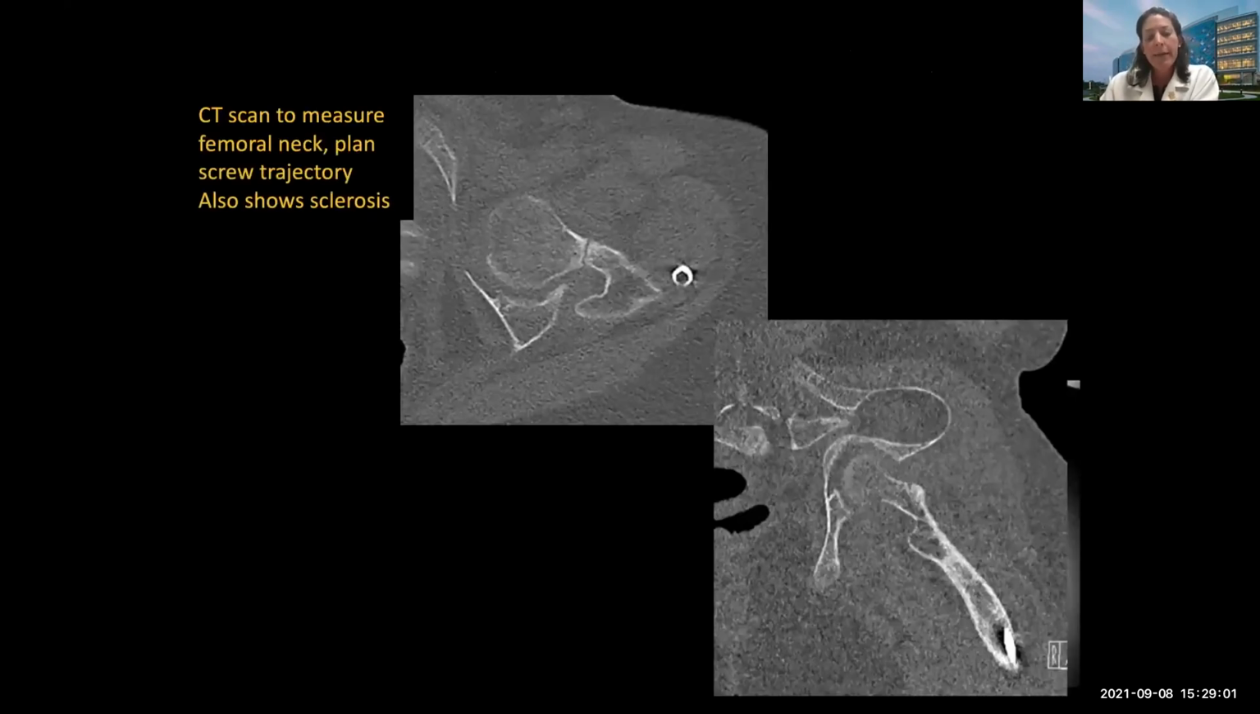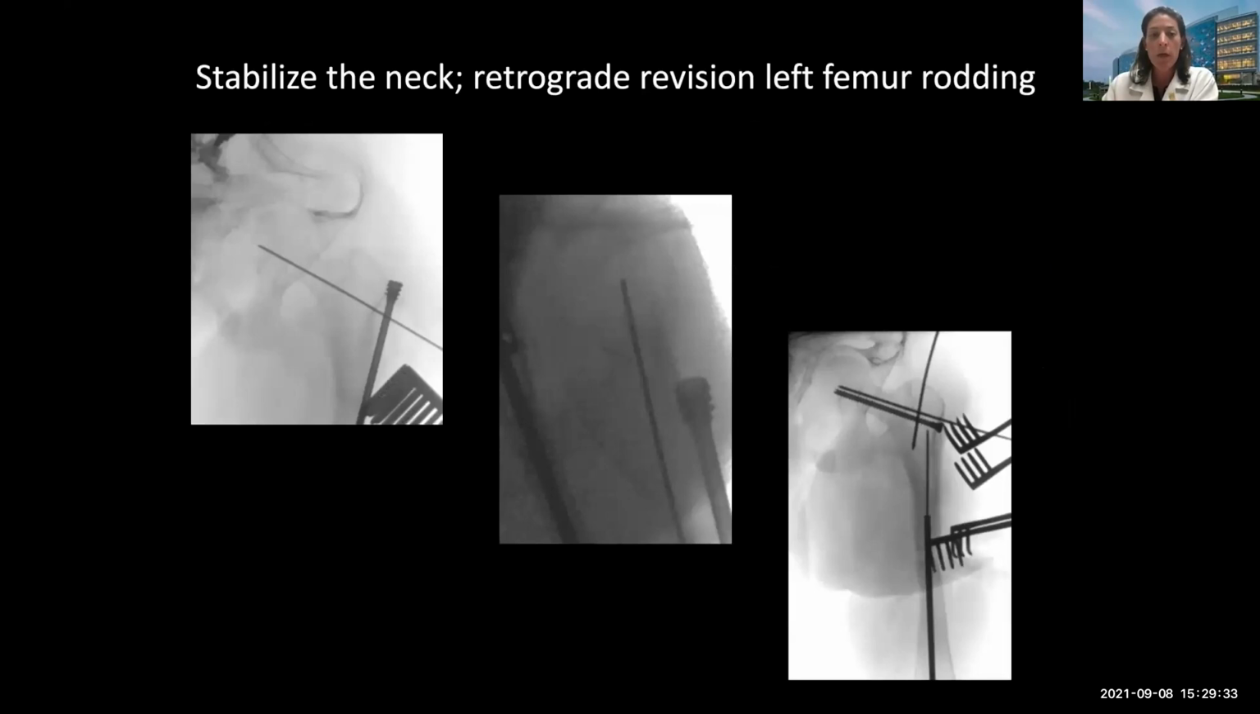We get a CT scan here for a couple reasons. One, to better understand the fracture pattern. Two, to understand the size and shape and anatomy of the femoral neck, where we need to place our fixation. And the third thing is, very interestingly, you can see right around this fracture site, there's very significant sclerosis. So for a long time, this bone had been placed at stress, so it's certainly a risk to have this fracture, and that also affects the ability of that bone to heal.